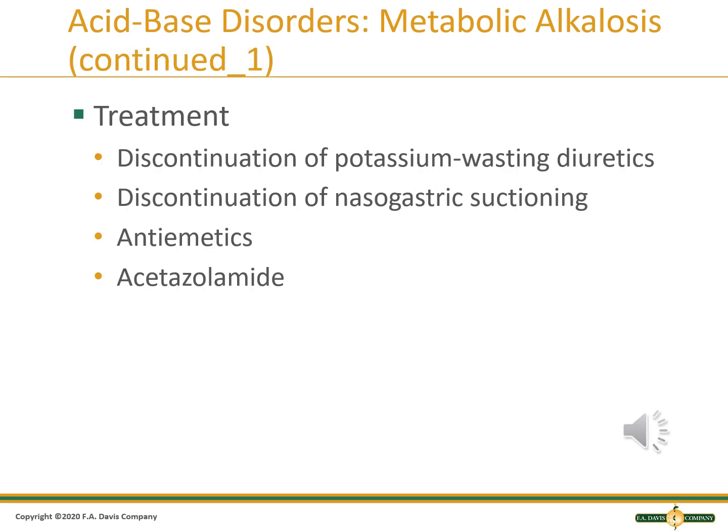Metabolic alkalosis treatment depends on the underlying cause. Discontinuation of potassium-wasting diuretics and nasogastric suctioning may be necessary. Patients may be administered an antiemetic to treat underlying nausea and vomiting. Lastly, in order to increase renal excretion of bicarbonate, medications may be administered if the patient is not volume compromised or hypokalemic.